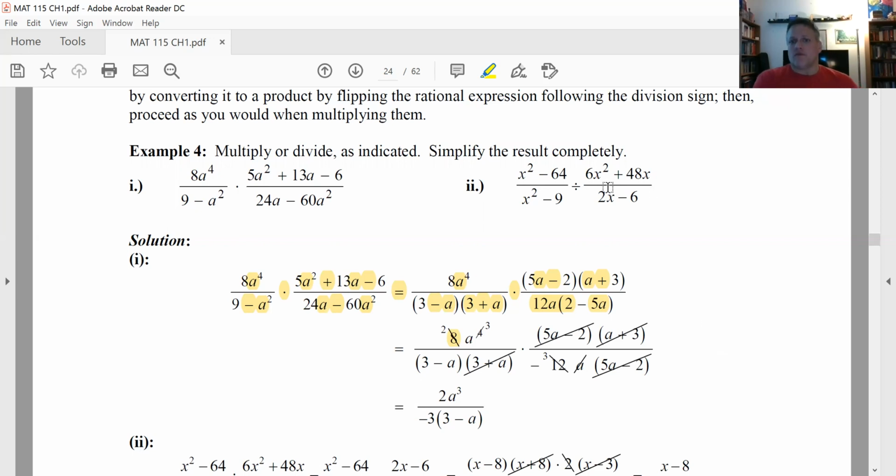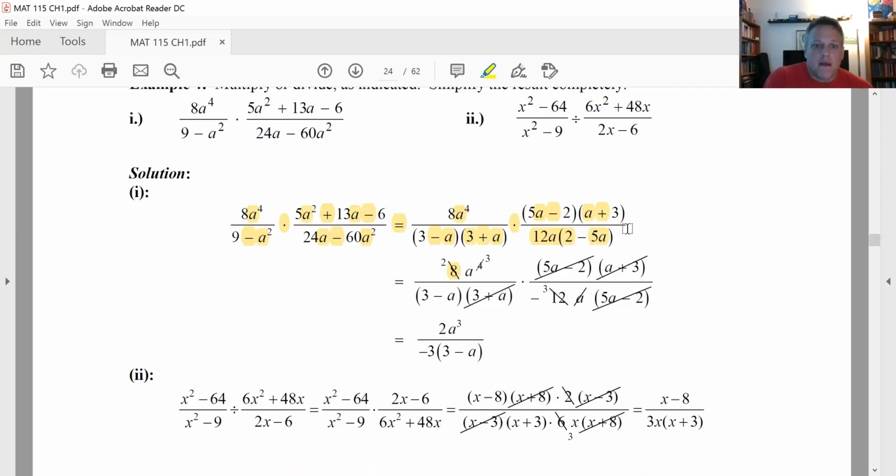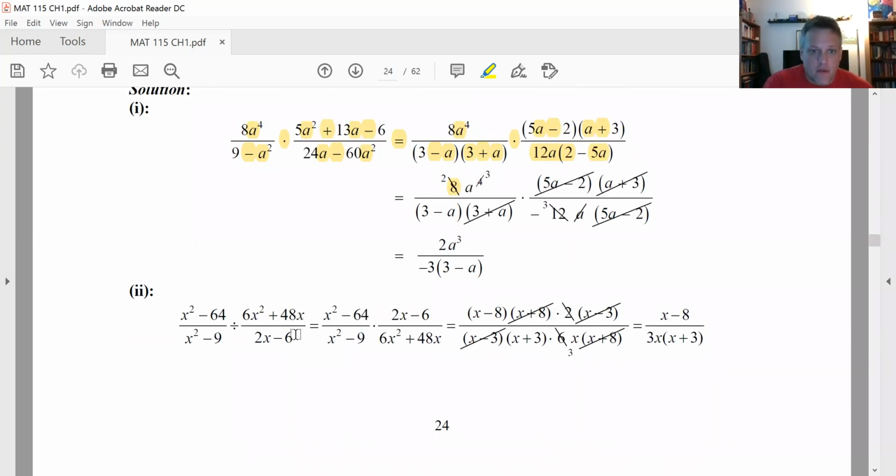This one is basically more of the same. Both of these are difference of squares. Both of these guys are GCFs, right? You pull out a common factor. And so what you get here is this fraction times that reciprocal. Okay? And so you rewrite each one as a product, cancel like factors to get this guy in the end.